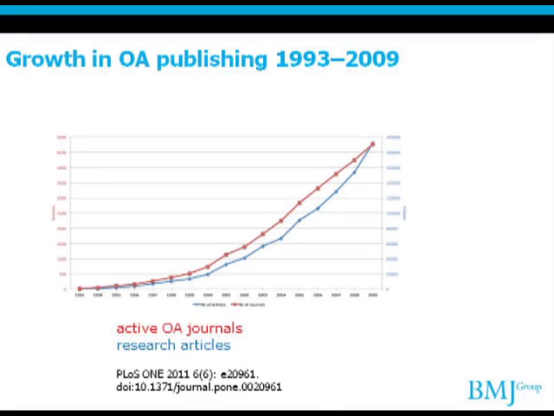Oh, look, there we are. So the red line is the number of open access journals. The axis down the bottom goes from 1993 to 2009. And the blue line is the number of articles in those open access journals. And yes, it's growing fast. So what's happening in terms of the quality?